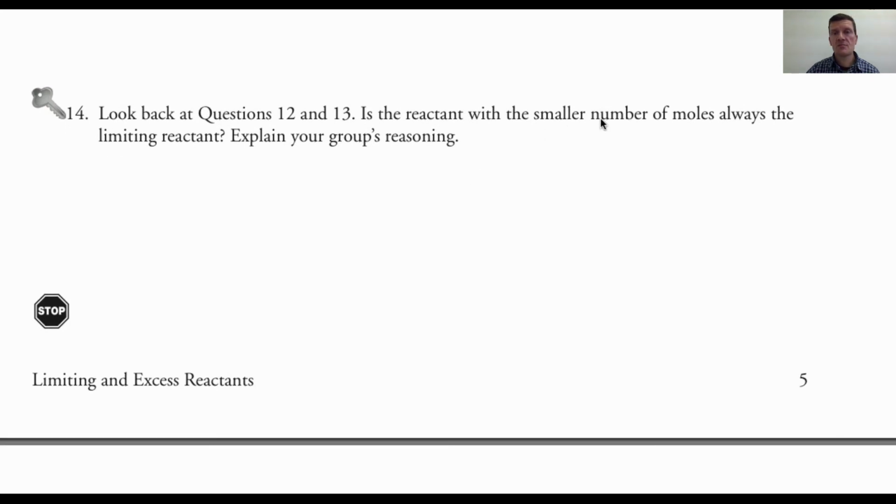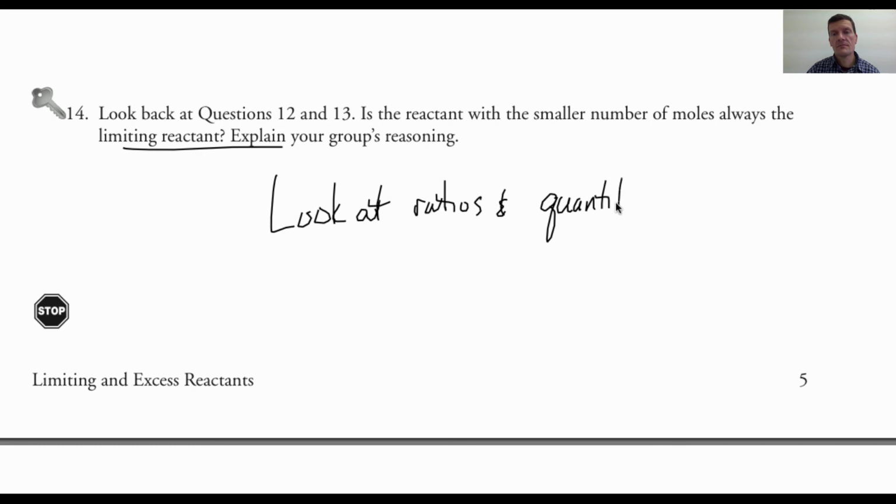Is the reactant with the smaller number of moles always the limiting reactant? We already talked about this. It is not. You have to look at the ratio. You must look at ratios and quantity. You can't just look at the smallest number.